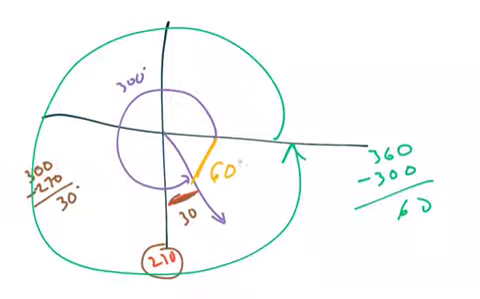Okay, so what does that mean? Well, notice that these numbers make perfect sense. And why do these numbers make perfect sense? Because this whole distance here is 90 degrees. So 60 plus 30 is 90. Okay, so now we got something to work with.